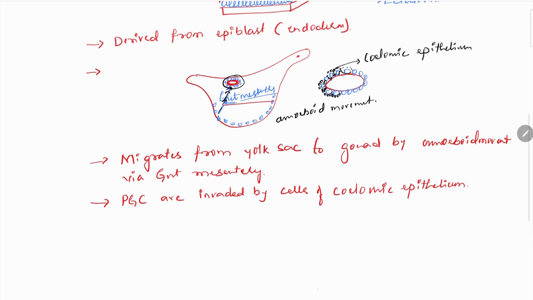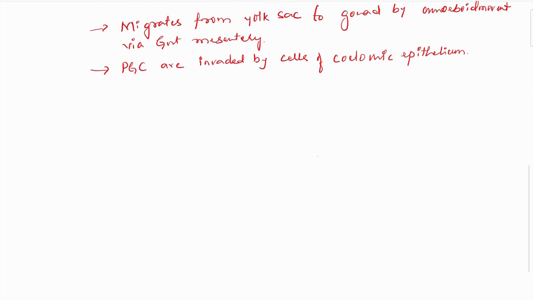So this is the background: how they form, how they migrate, and how they locate on the ovary. Okay, let us now discuss gametogenesis.